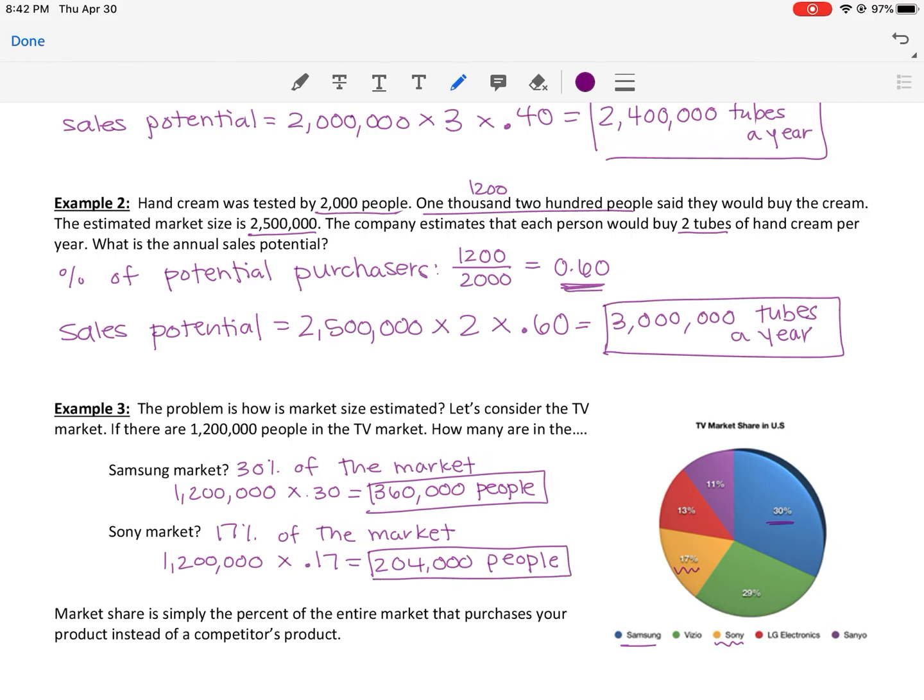Market share is simply the percent of the entire market that purchases your product instead of a competitor's. So think about that. As you have more people in your share, you're going to be able to sell more, etc. So when we said up here about our market size, you want to take into consideration that's based on what percent of the market you think you're going to have. All right, you're all set for this.